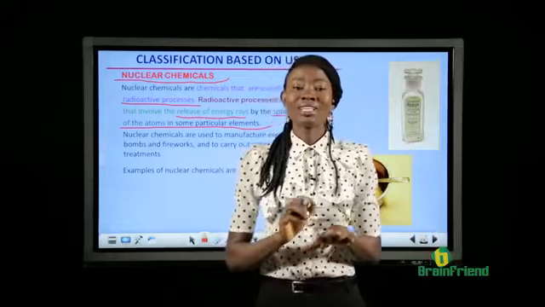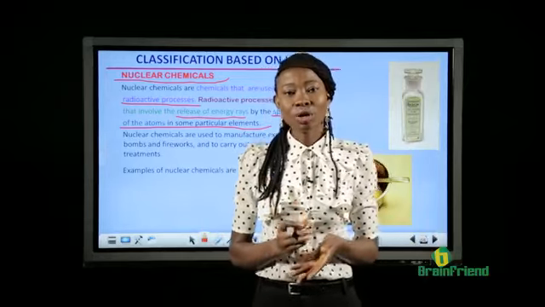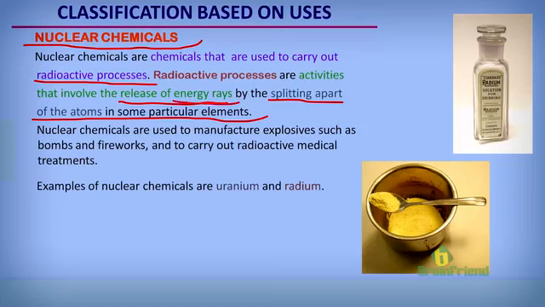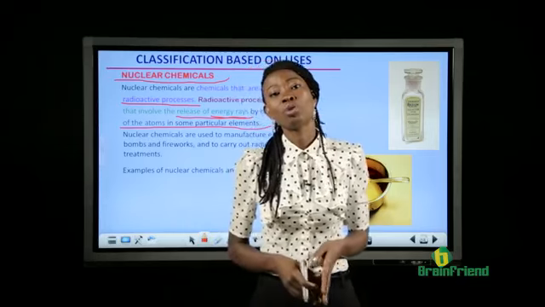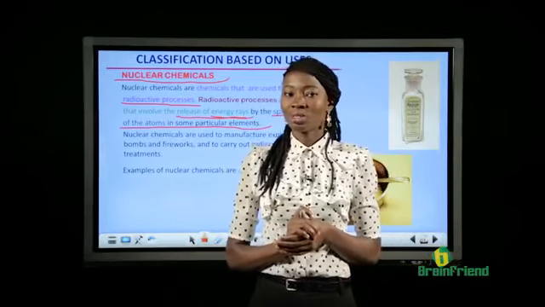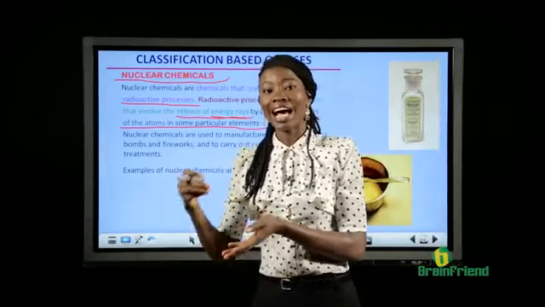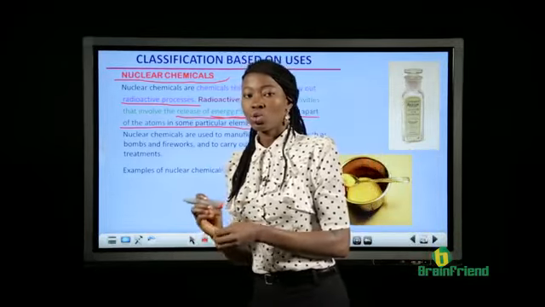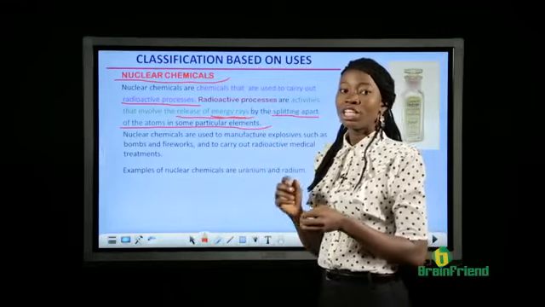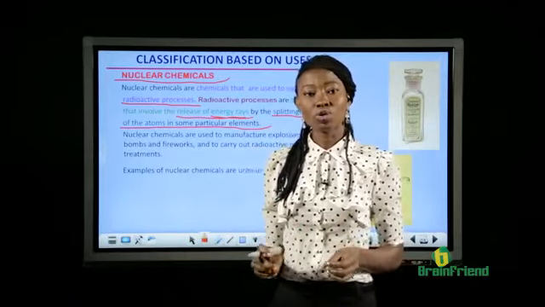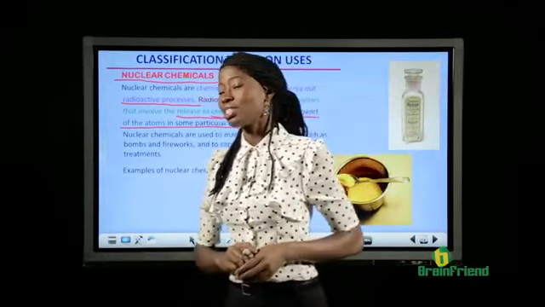This means that for a particular kind of element, their atoms split apart to produce energy rays. These energy rays could be in form of light or in form of explosions. It is not for every chemical, take note. There are a particular group of chemicals whose atoms split apart to produce energy rays. So, activities that involve the use of chemicals whose atoms split apart to produce energy rays are radioactive activities.